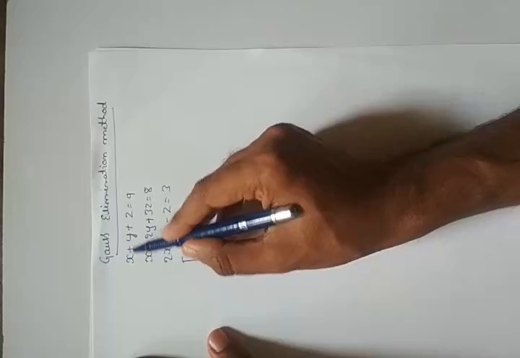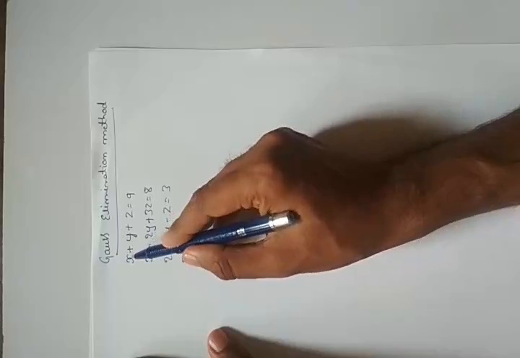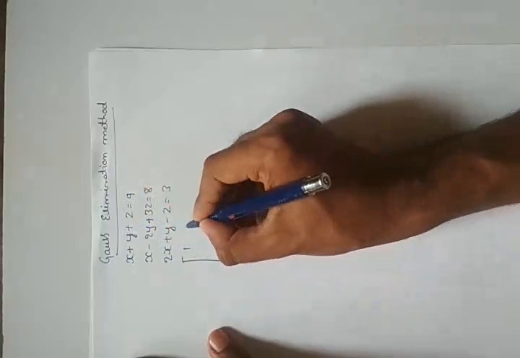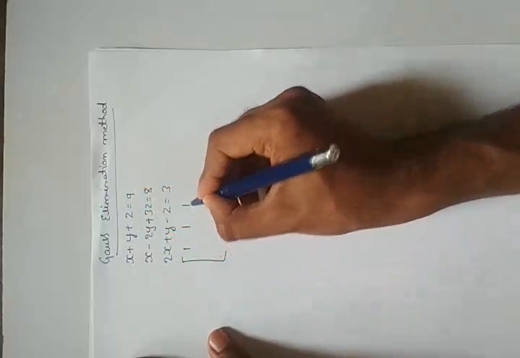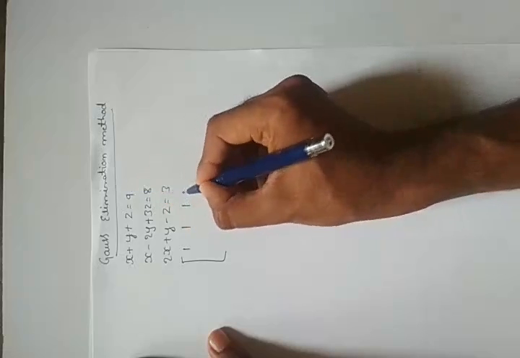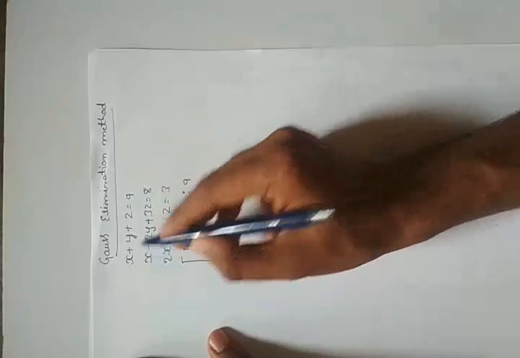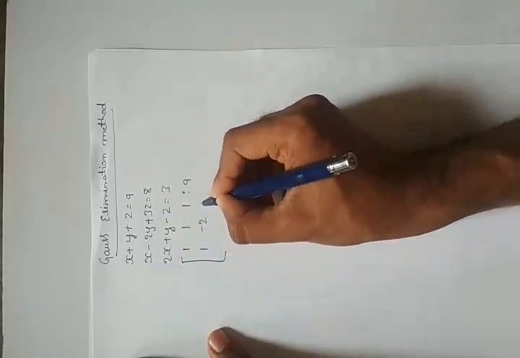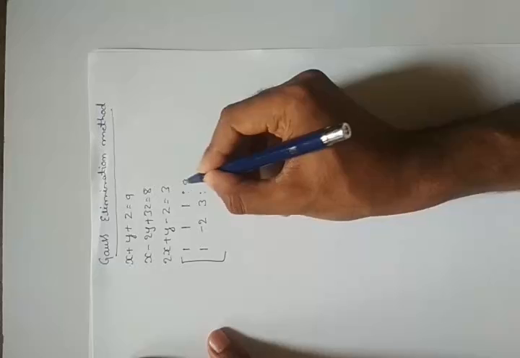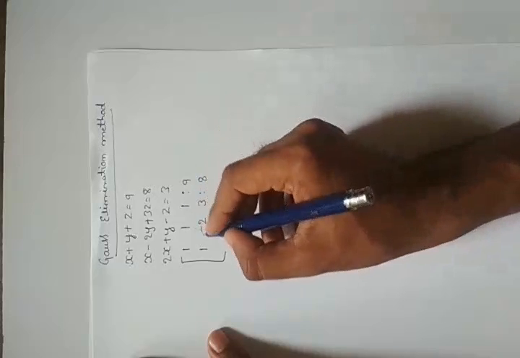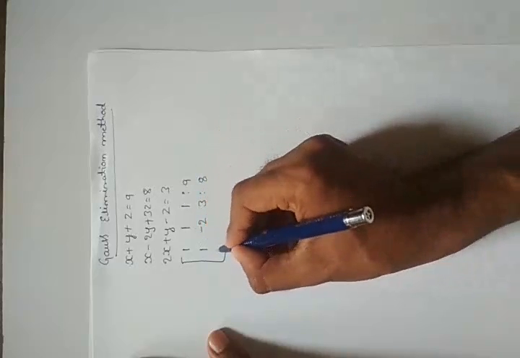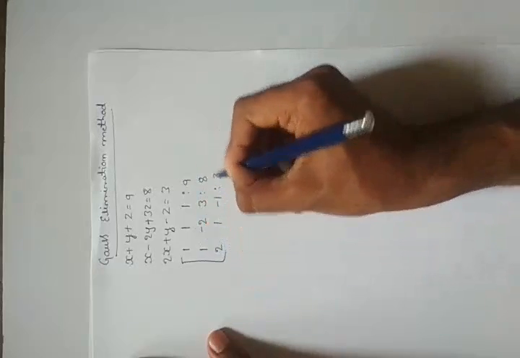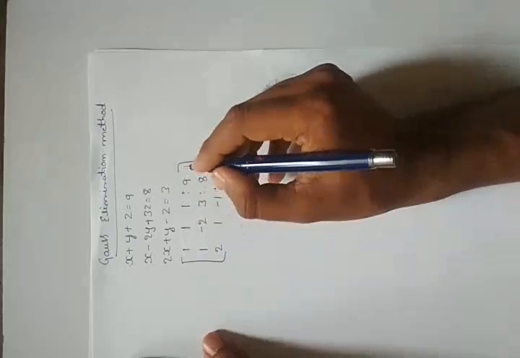So let us write the coefficients of the first equation. The coefficient of x is 1, write 1. Coefficient of y is 1, write 1. Coefficient of z is 1, write 1. And the RHS value is 9, write 9. In the second equation, the coefficient of x is 1, coefficient of y is minus 2, coefficient of z is 3, write 3, and the RHS value is 8. In the third equation, the coefficient of x is 2, y is 1, z is minus 1, and the RHS value is 3. So write all the values.